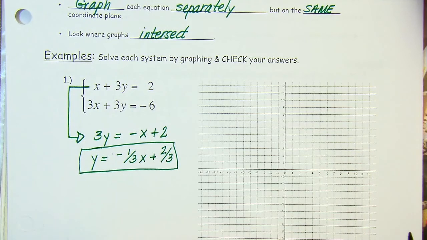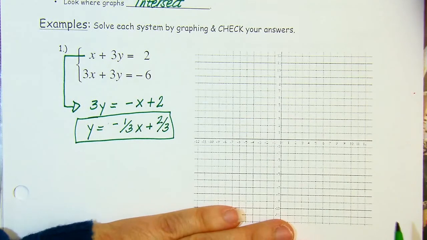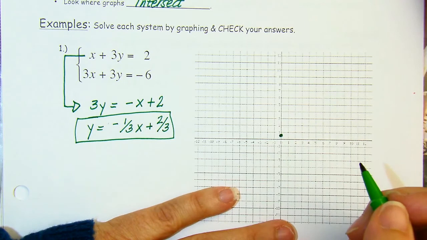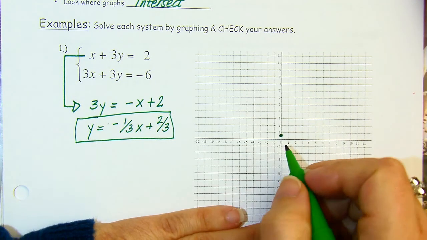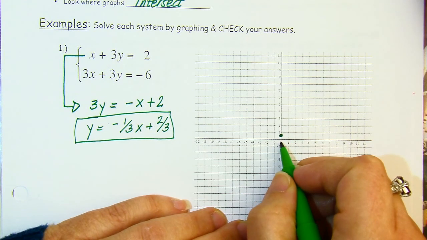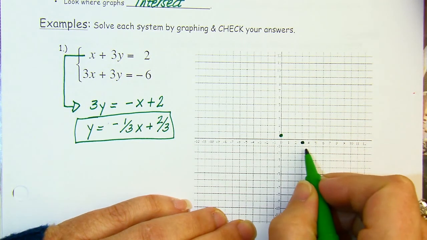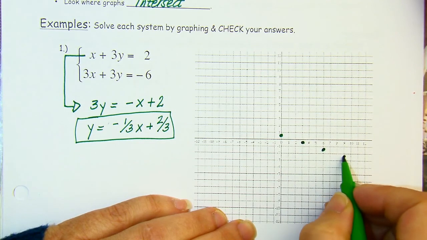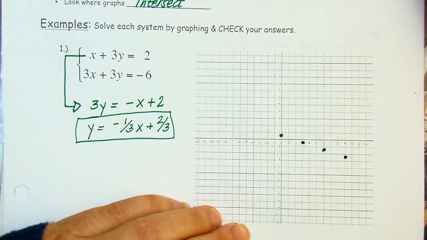So my y-intercept is 2/3. Right? You're not always going to get whole numbers or integers. So I'm going to go up about 2/3 of the way. That's my y-intercept, positive 2/3. And then my slope is down 1 to the right 3. So if I'm starting from a 2/3 spot, I have to end up at a 2/3 spot. So that's down 1 to the right 3, and again, and again. I'm going to draw that line.